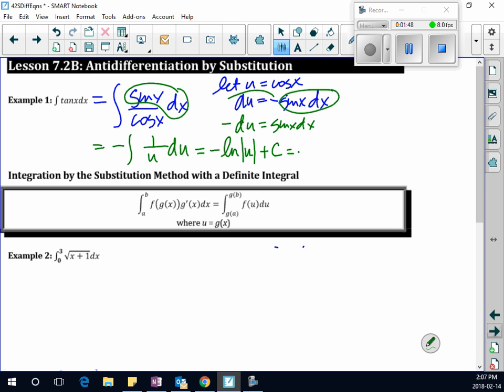Okay, so then this would be negative the natural log of the absolute value of cos x. Right? Because that's what u is, plus c.